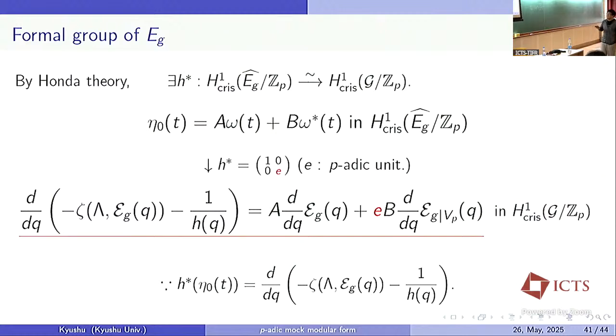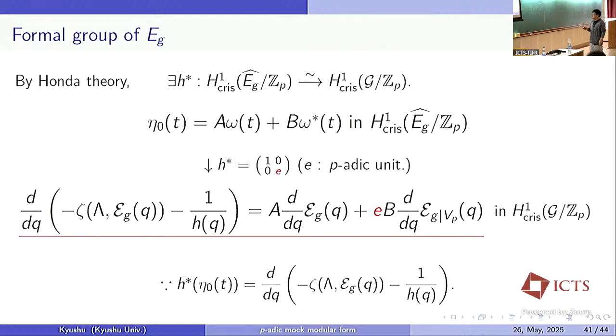And by Honda theory, we have the isomorphism from the crystalline homology of EZ hat to the crystalline homology of Pascal Z. And we apply this H asterisk to eta 0t. Then we have these equations in H1 Chris Pascal Z over ZP. And because H asterisk has the matrix form 1, 0, 0, E for some p-adic unit E. And this is because H asterisk eta 0t is equal to ddq minus zeta lambda epsilon dq minus HQ inverse. This is because of an easy straightforward calculation. Okay?